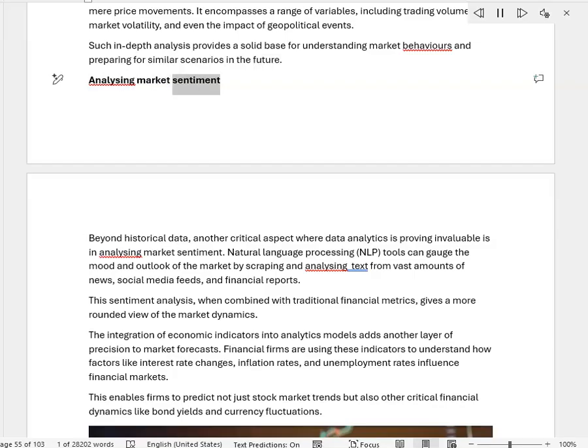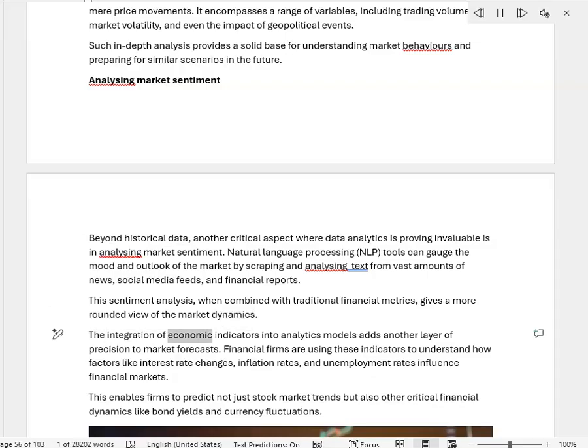Analyzing market sentiment. Beyond historical data, another critical aspect where data analytics is proving invaluable is in analyzing market sentiment. Natural language processing, NLP, tools can gauge the mood and outlook of the market by scraping and analyzing text from vast amounts of news, social media feeds, and financial reports. This sentiment analysis, when combined with traditional financial metrics, gives a more rounded view of the market dynamics.